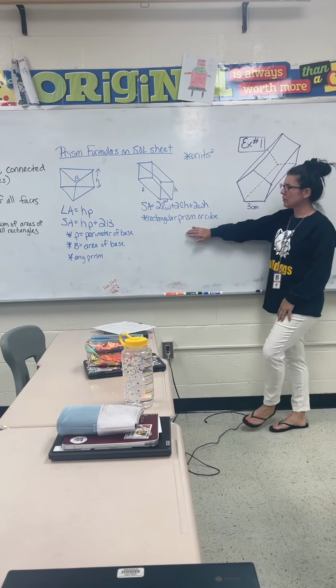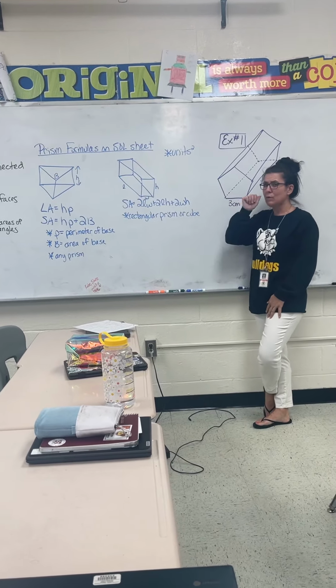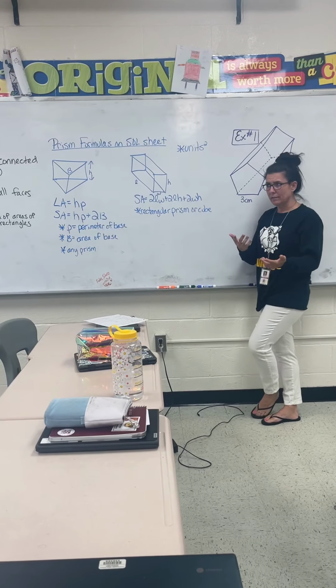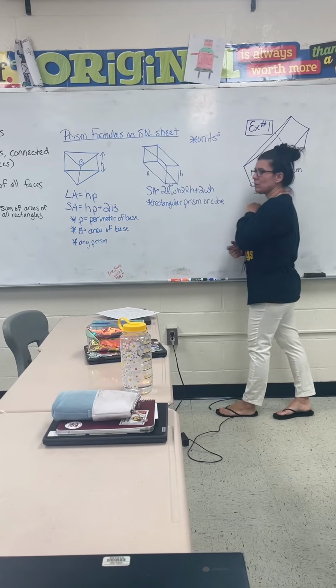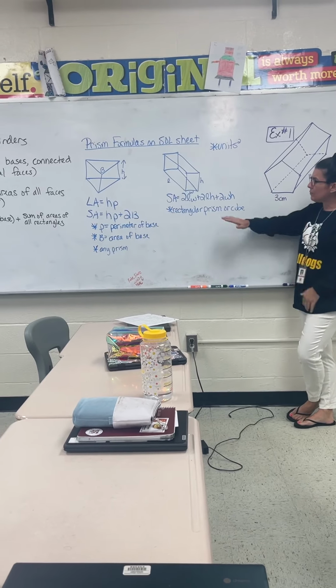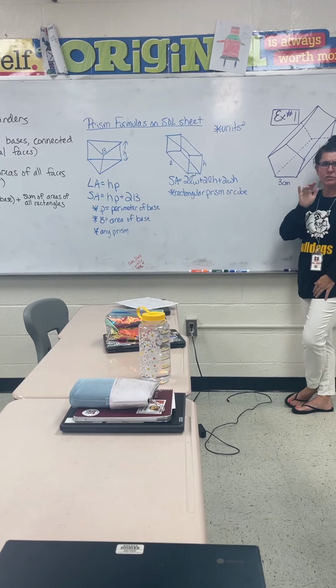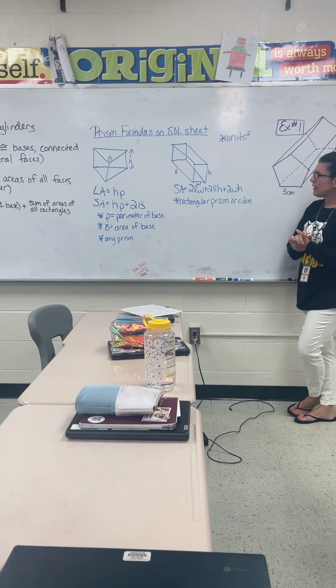This formula is also on your formula sheet, and it works for any rectangular prism or a cube. A cube has all the same lengths. Your length, your width, and your height would all be the same. For a rectangular prism, length, width, and height, it doesn't matter what you pick for L, W, and H as long as you're consistent through your problem. It's a relatively easy problem.